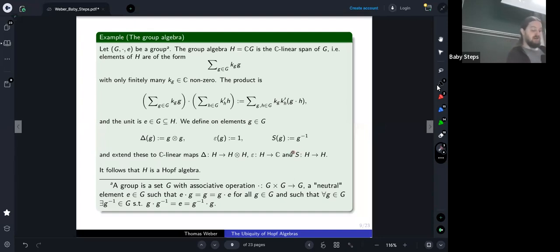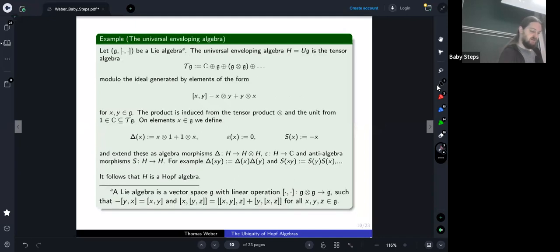Okay, and the antipode is really just the inverse of the group element G. What you do afterwards is extend those maps, which you gave the definition for only on G, as a C-linear map to all of the group algebra. And it turns out that it is really a Hopf algebra, not difficult to show.